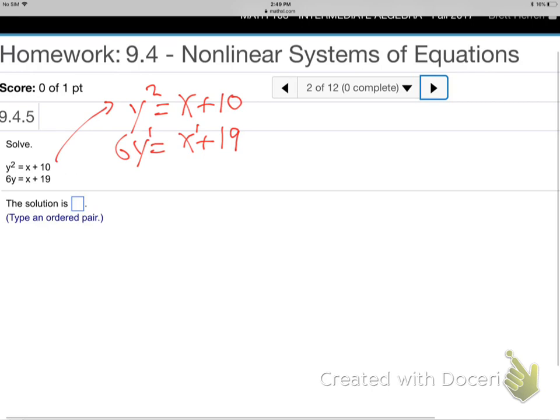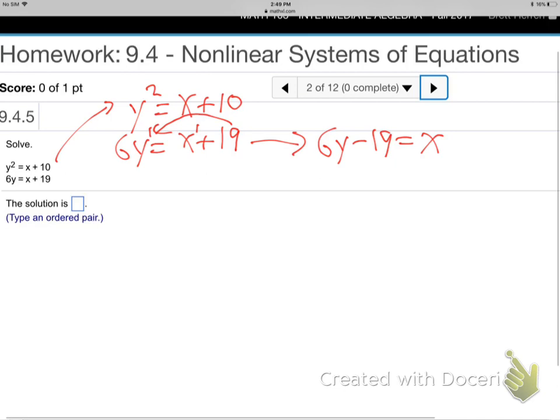Now, starting with this bottom one, remember what you're supposed to do. You're supposed to get one of the letters alone. It doesn't matter in general which letter, x or y. What would be easier? I don't want to get y alone because I'd have to divide by 6, and that would make fractions. If I try to get that y alone, I have to go like this. I don't want that. That's fractions. So you see what I'm saying about picking an easier way? Get the x alone instead. Jump the 19 this way, so 6y minus 19 is x. So there's no fractions. See how we did that?